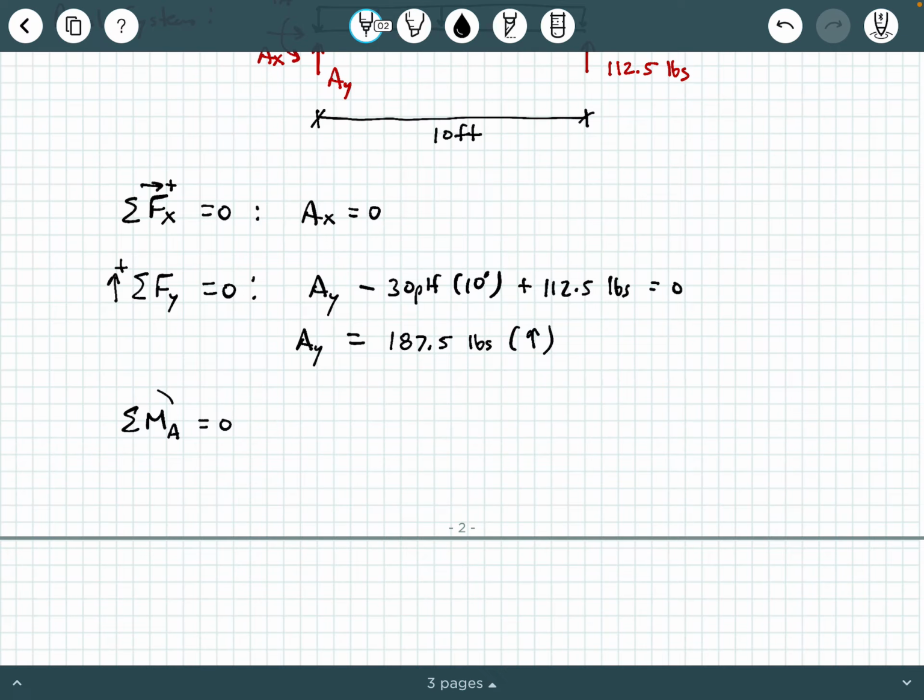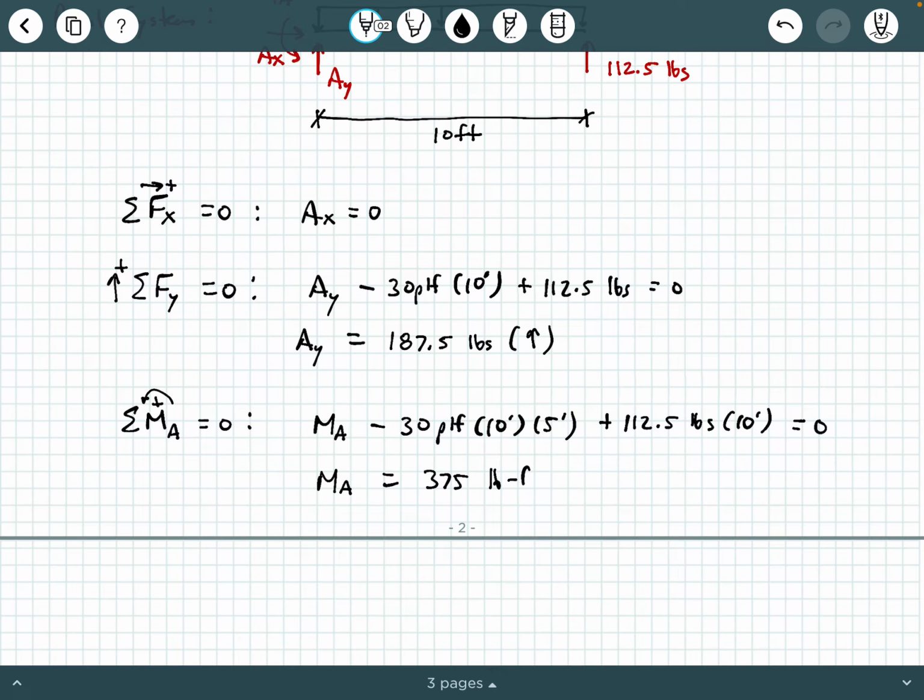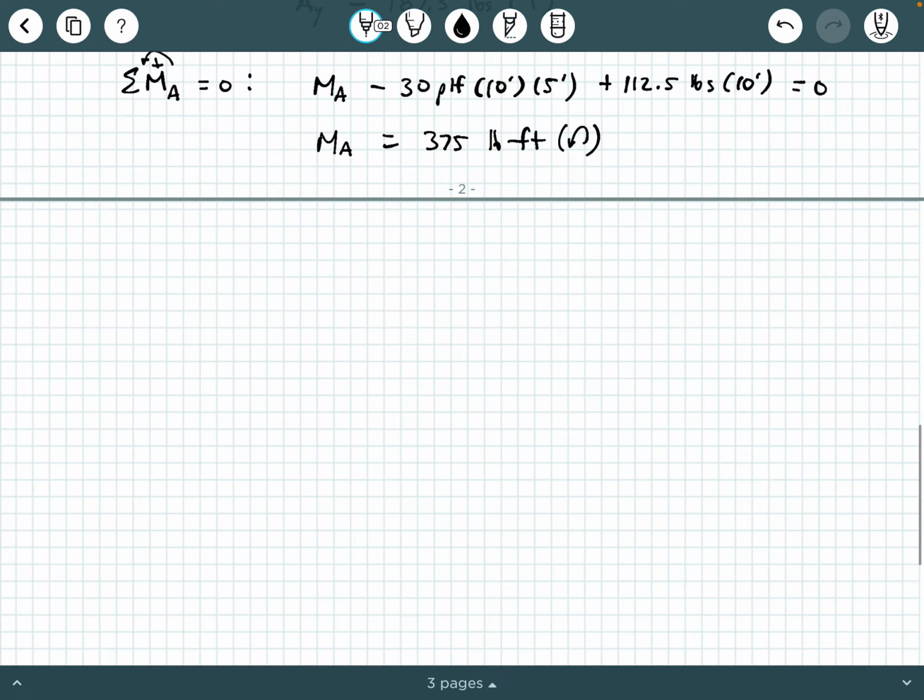And finally, we can get the moment reaction by saying sum of the moments about point A equals 0. Counterclockwise is positive. And I'm going to say MA minus 30 PLF times 10 feet times 5 feet plus 112.5 pounds times 10 feet equals 0. Solving for the moment reaction at A, I get 375 pound-feet, and that's going to be reacting in a counterclockwise fashion. So these are my external reactions. Now I can go ahead and sketch the shear and moment diagrams.